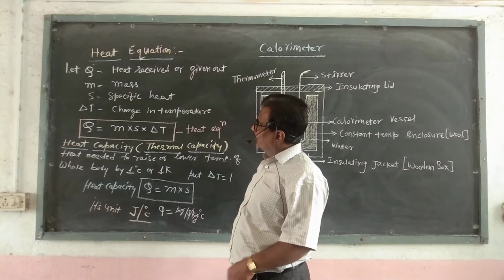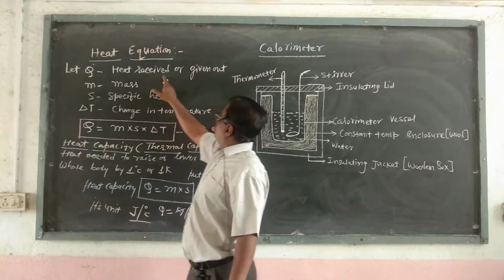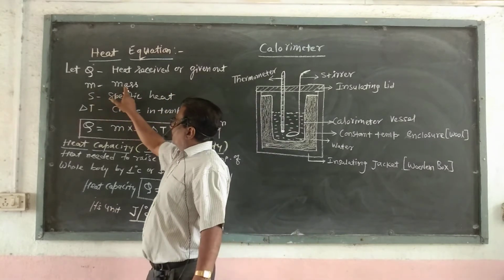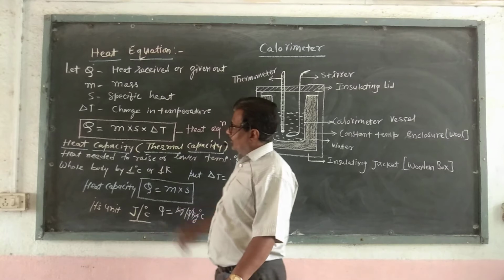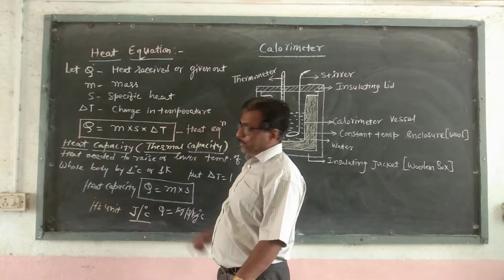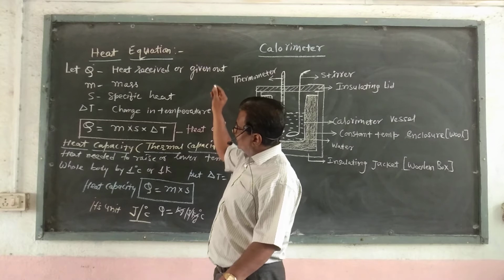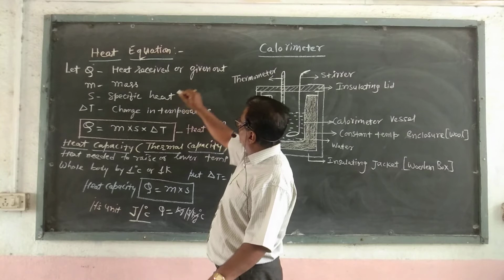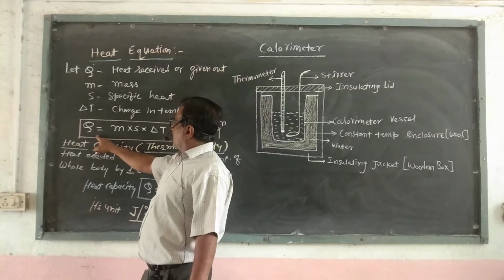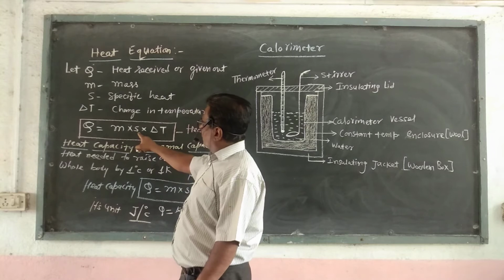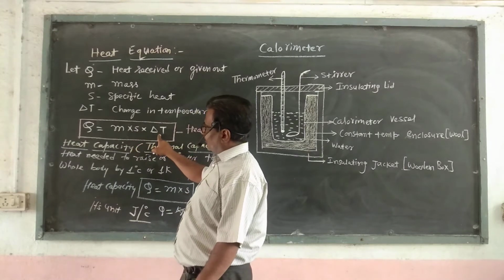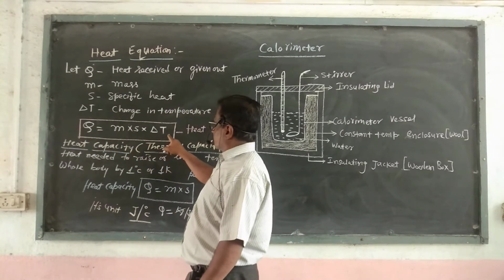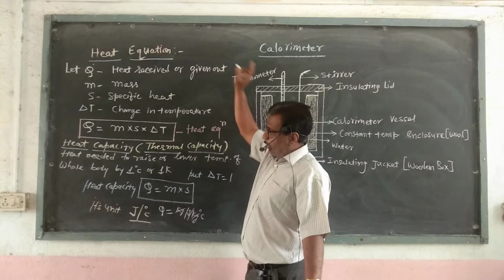So let us consider Q is the heat received or given out by the body. Suppose M is the mass of a body, S is the specific heat, and delta T is the change in temperature. Then we write the heat received or given out Q is equal to mass into specific heat into change in temperature. So we got the formula Q equal to M S delta T. That equation is called the heat equation.